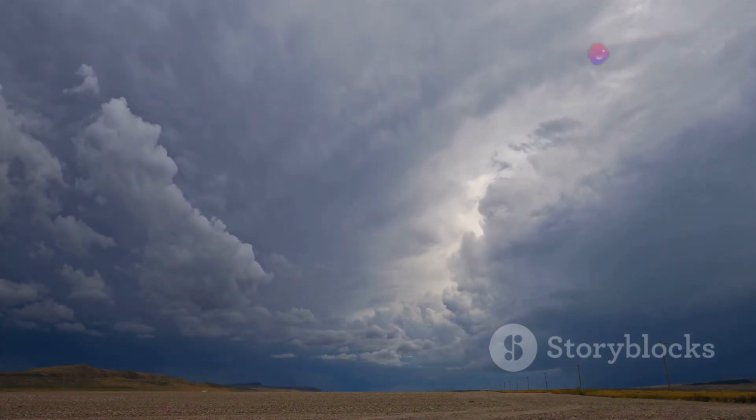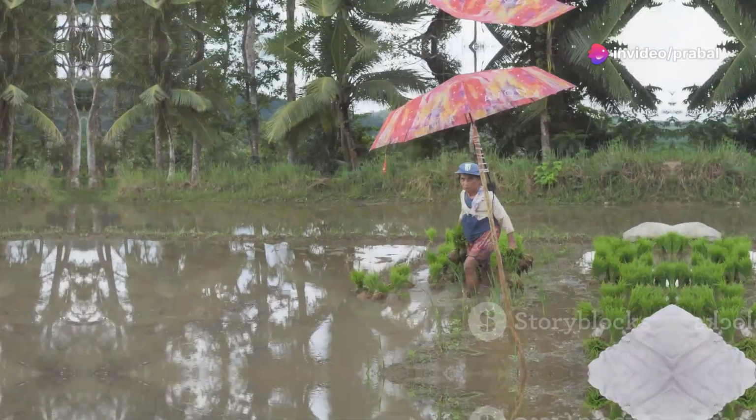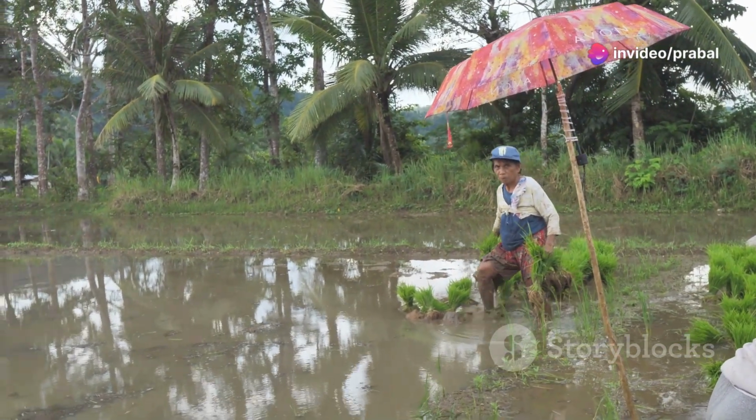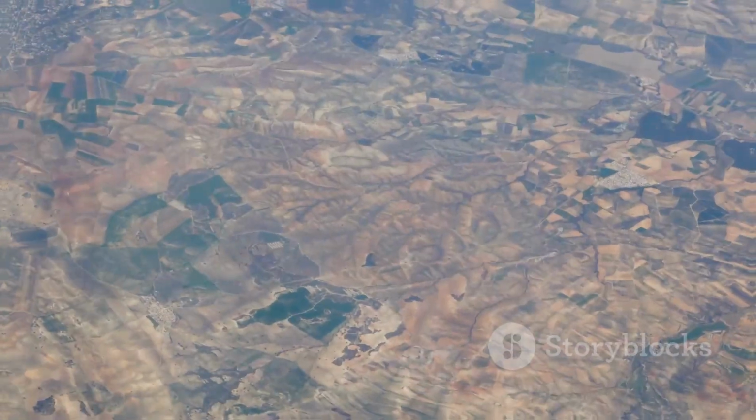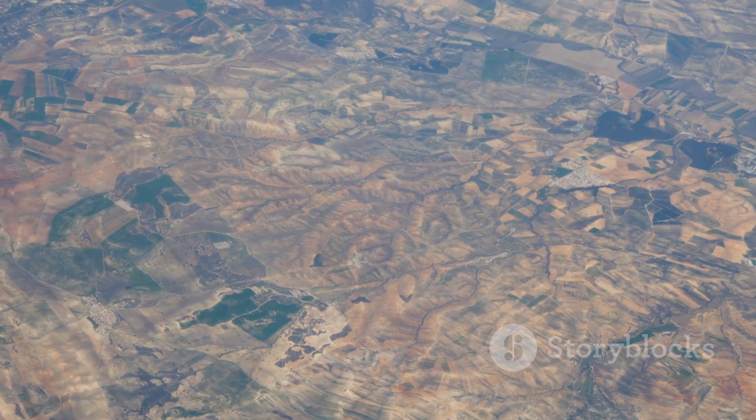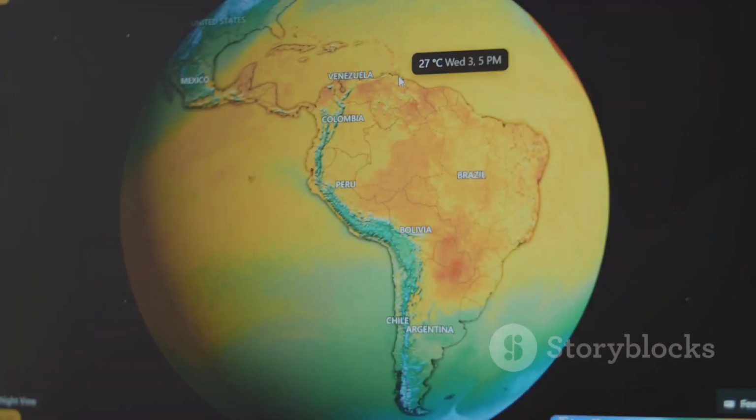Monsoons also play a critical role in global precipitation. In countries like India, the seasonal shift of wind patterns brings heavy rains that are vital for agriculture. Without the monsoon rains, entire economies could suffer due to drought.